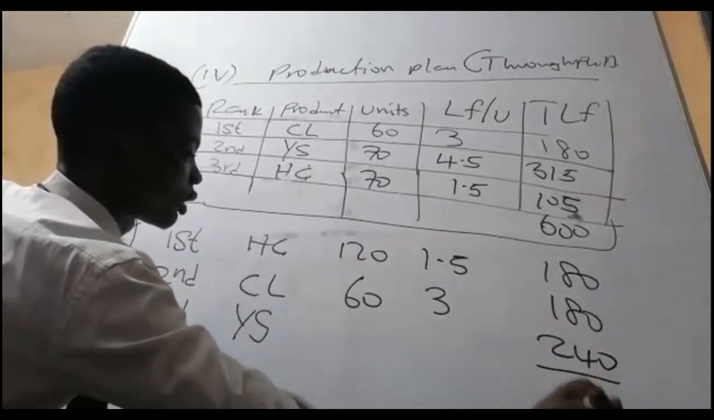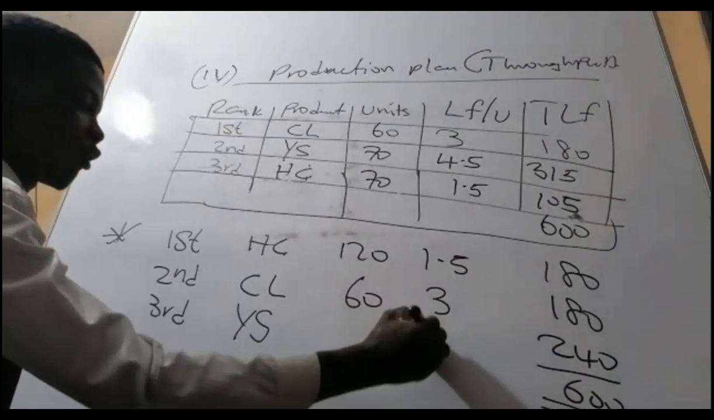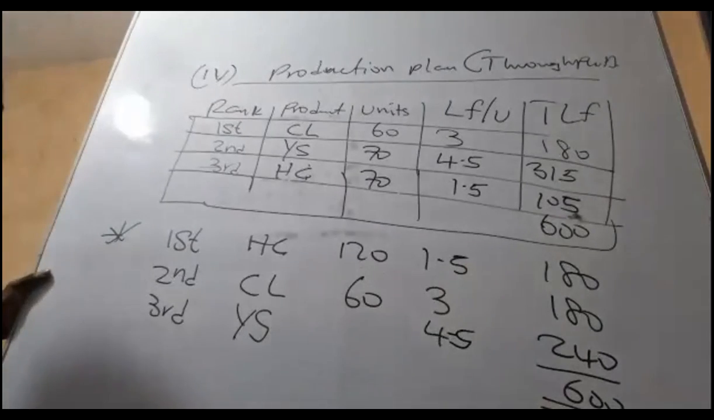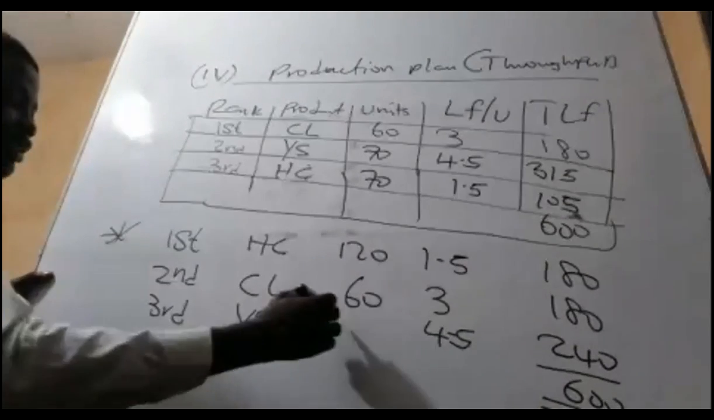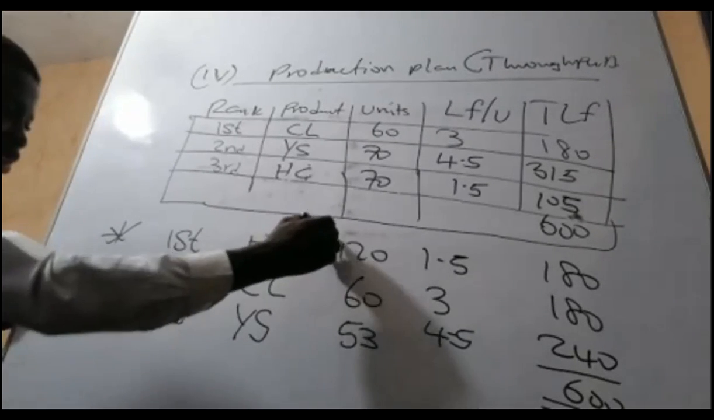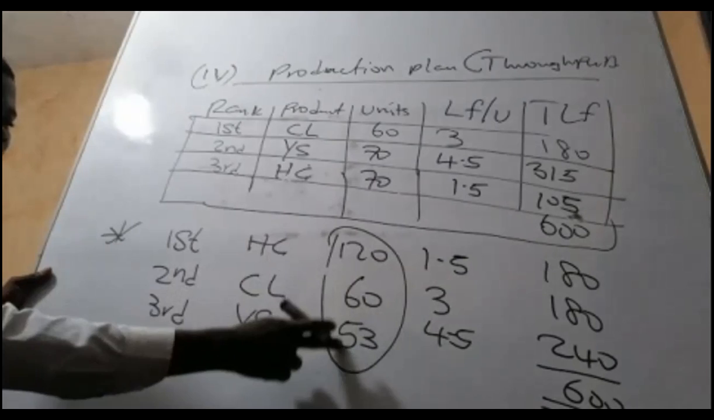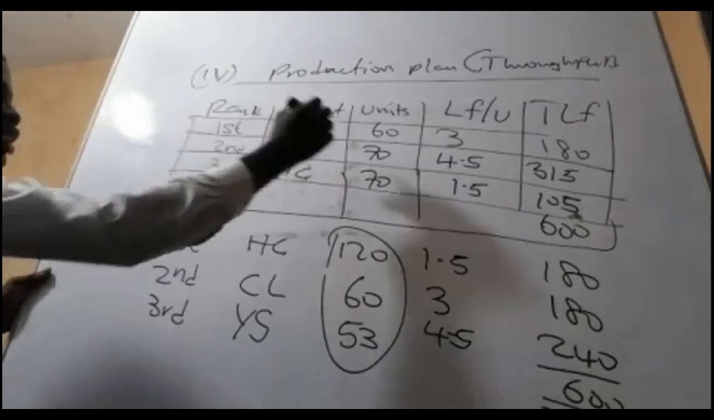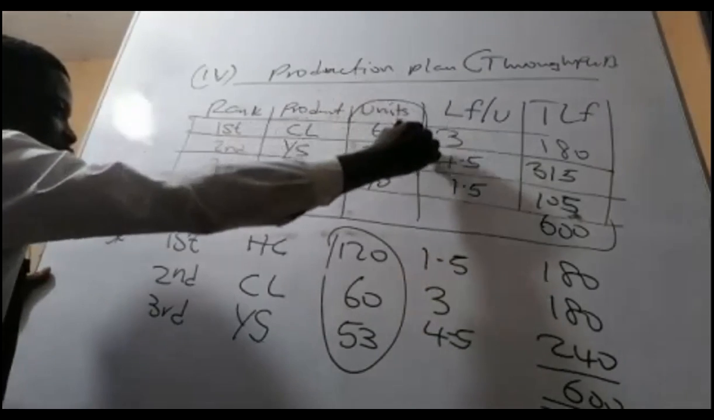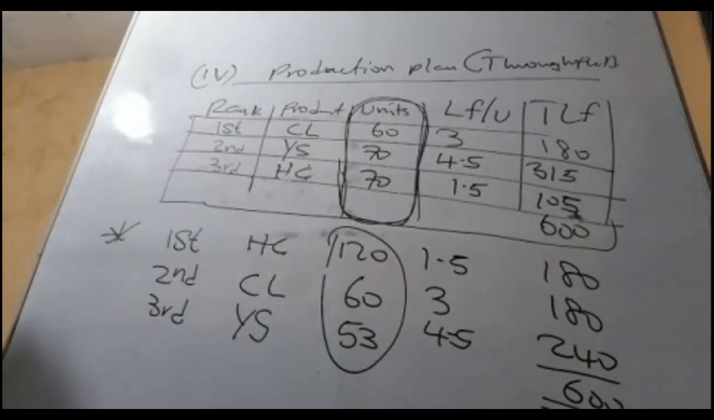So that all will give us what? 600. And then the limiting factor for YS is what? 4.5. So 240 divided by 4.5. So that's 53 units. So that's the end of the game. So therefore, the production plan for the first one should have been this: 120, 60, and 53, not the one that we had. And then for that of throughput 2 is this. So this is the solution to it, and then you are done. So that's great. Good.